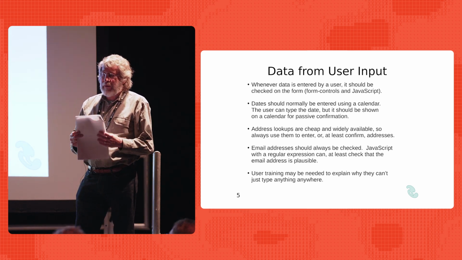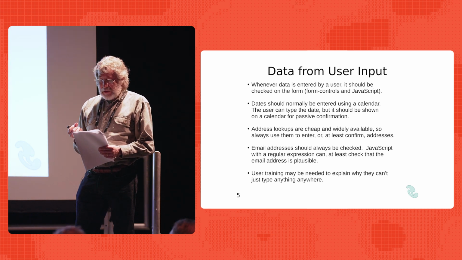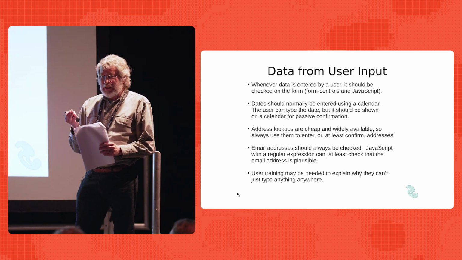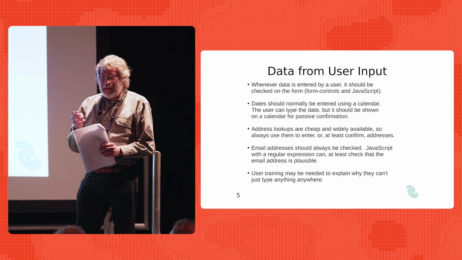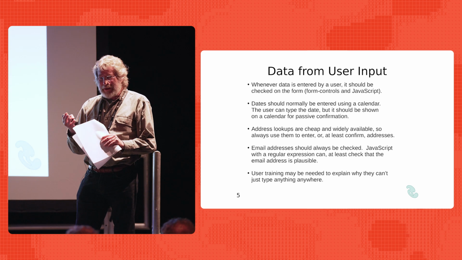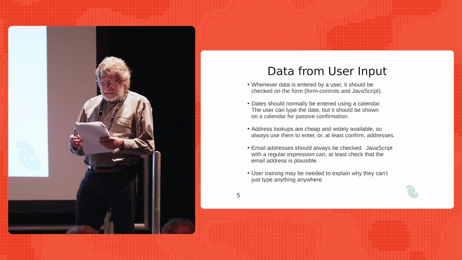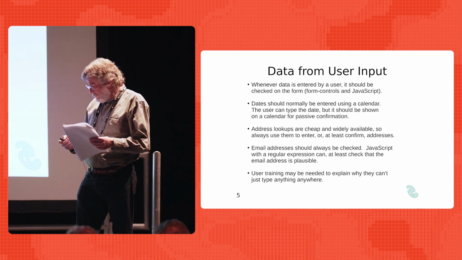And another factor in this is user training, because there are responsibilities on both sides, but a responsibility of the users is to know that they just can't type anything anywhere. And some users get quite upset about that. Why won't it let me type this in here? Well, because it doesn't make sense. But that means explaining why that's important.